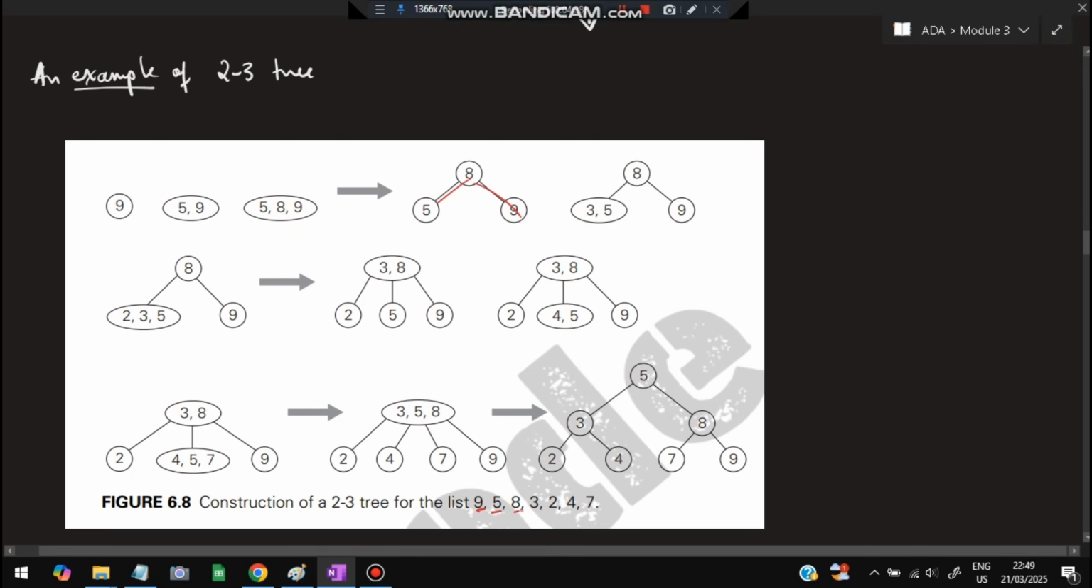9 we have done, 5 we have done, 8 we have done, 3 came. Now when 3 is coming here, what we'll do? It is lesser than 8, we'll go here. It is lesser than 5, yes. So we'll be assigning to the left part of 5. So it will become 3 5.